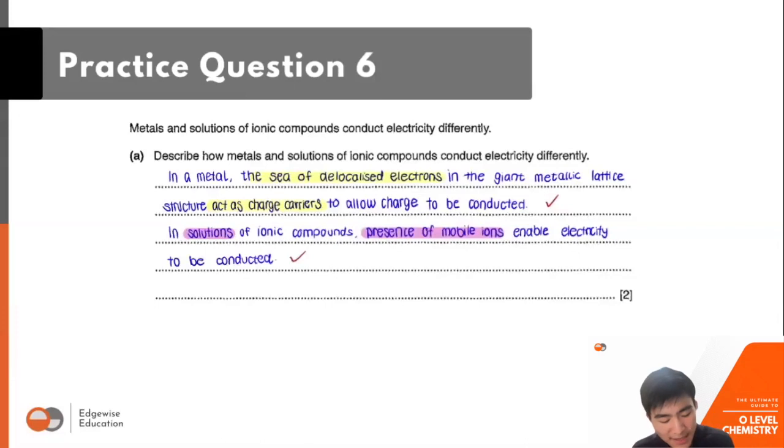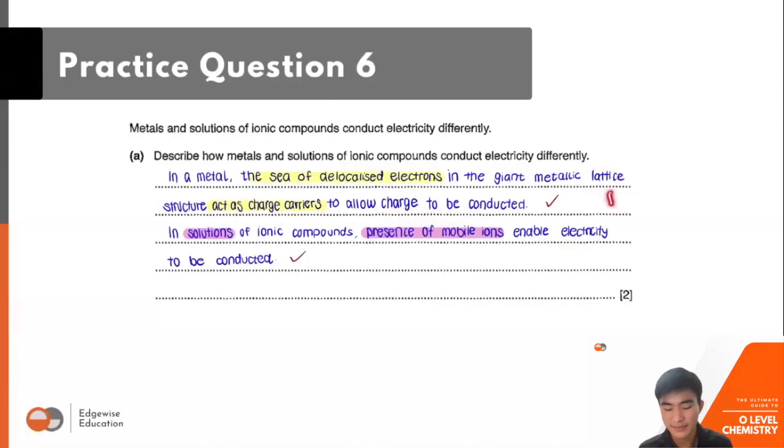Now, metals and solution of ionic compound, they conduct electricity differently. This one I just want to drive home the message again. This is a 10-year series question. The reason why I give it to you is because O level will always ask this type of question. They will tell you, okay, metal and solution, they are different. Then they ask you, what is the difference? And can you explain the difference? So you must tell me, metals at any temperature, whether solid or liquid, can all conduct. Because why? They have a sea of delocalized electrons in the giant metallic lattice structure. These electrons act as charge carriers. Keyword is act as charge carriers to conduct electricity.